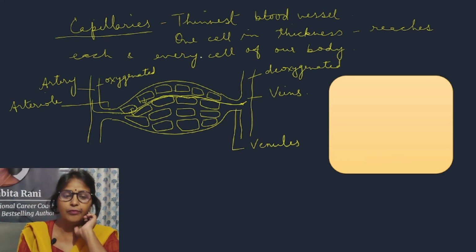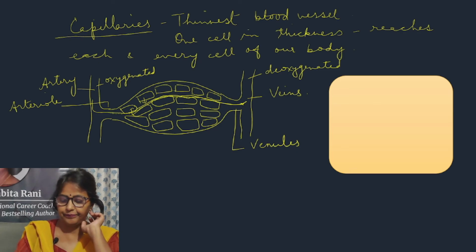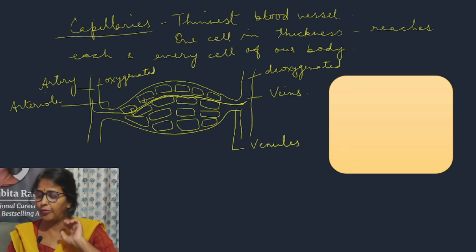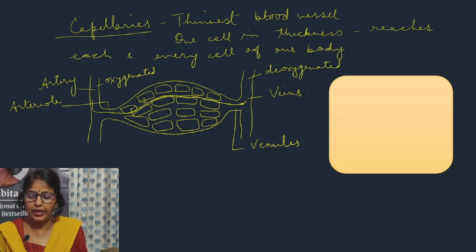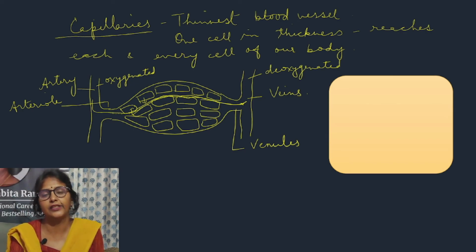So, the third blood vessel is capillaries, and it is helping in providing blood to each and every cell of our body. So, this is all for today. Tomorrow we will discuss the structure of heart and its function, and the mechanism of pumping of blood in the next class.